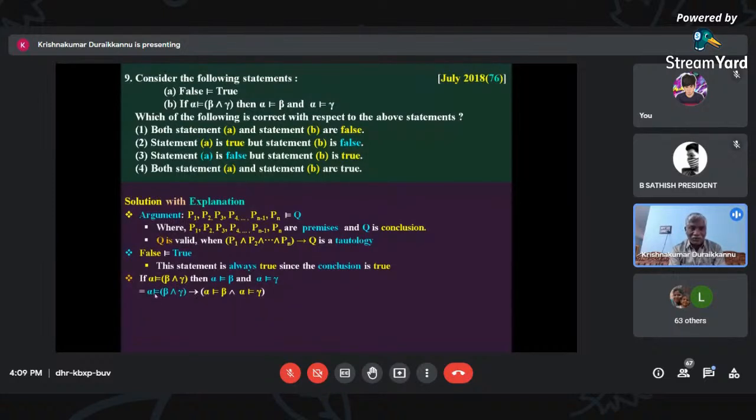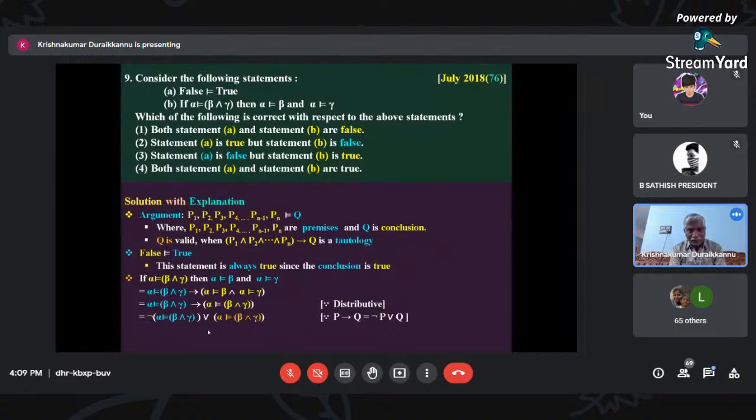So alpha implies beta and alpha implies gamma can be rewritten. By applying the distributive law, we can take away the alpha implication symbol, and then beta and gamma remain. By comparing these two, the statement is true because they are identical.